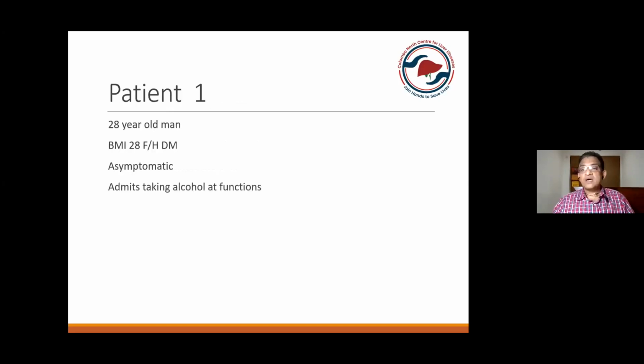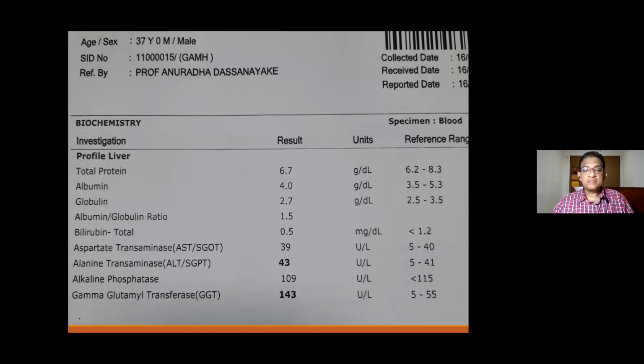So I told you that I'm going to discuss 12 patients today, and we start with this simple looking liver profile. A 28-year-old man with fairly high BMI and a family history of diabetes, who is asymptomatic, admits taking alcohol at functions and was found to have this liver profile in a medical examination for insurance purposes. If you go through this, first, as I told you before, you have to make sure that it's from a reputed lab. Then look at the upper limits of normal.